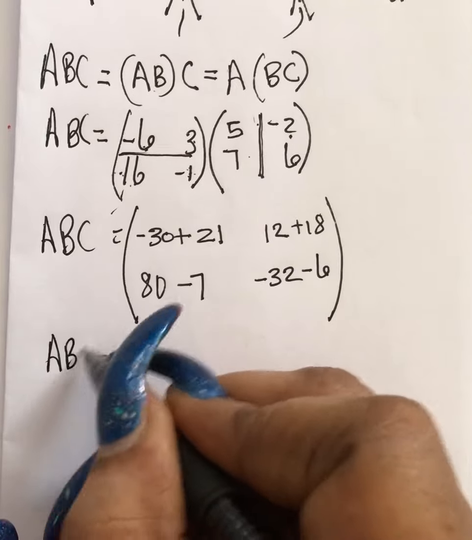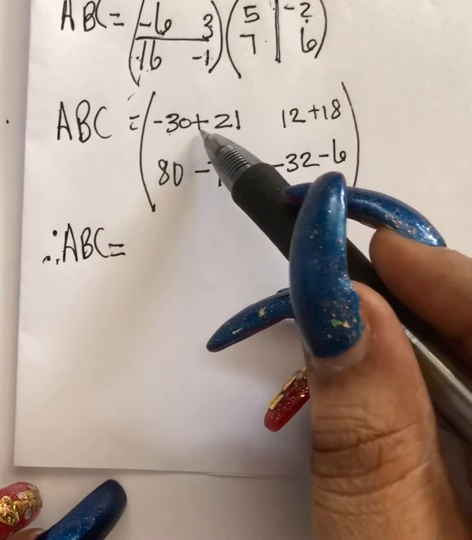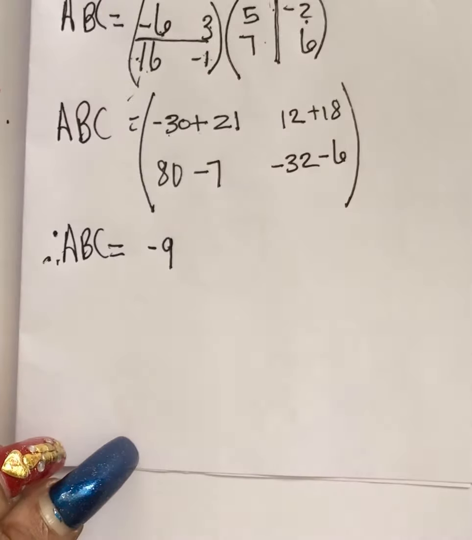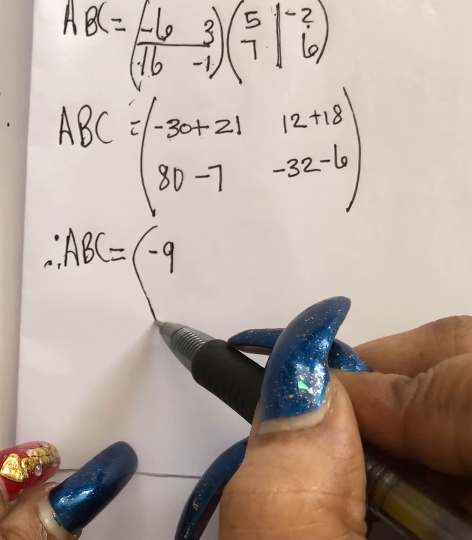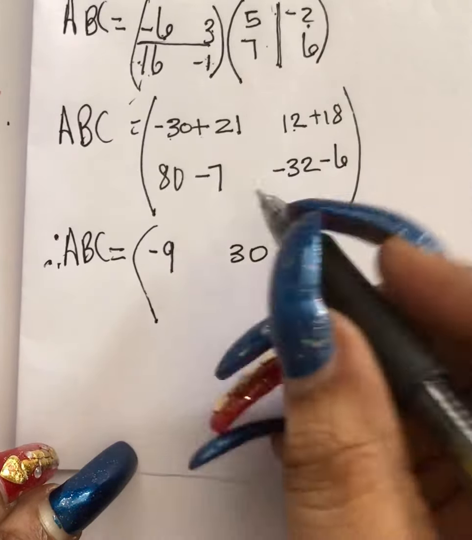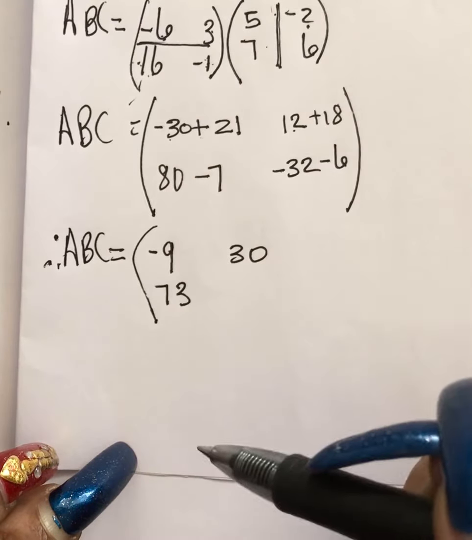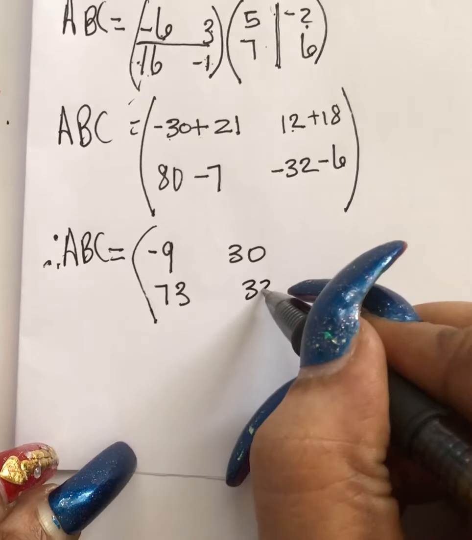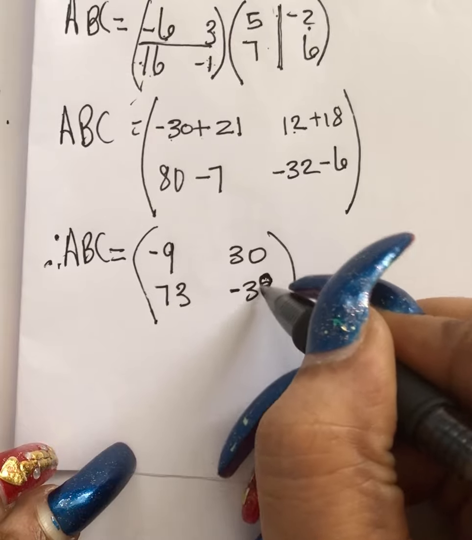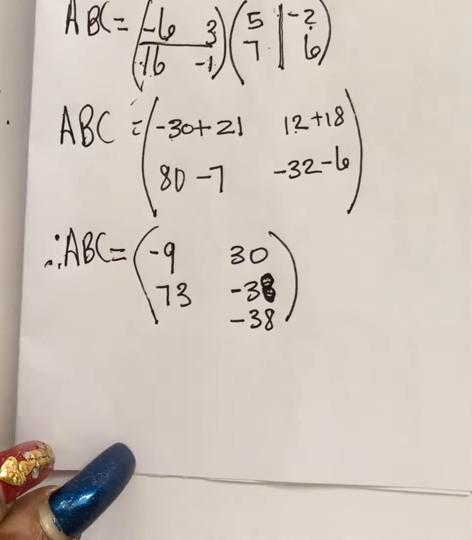And our last and final step, -30 plus 21, we subtract and our answer takes the sign of the larger number. 12 plus 18, 30. 80 minus 7, 73. Negative and negative, so we add and our answer takes that same sign. All right? -38. And this one is -38.